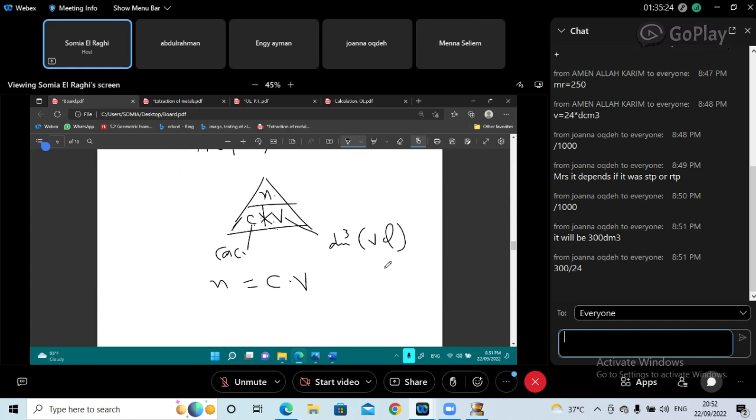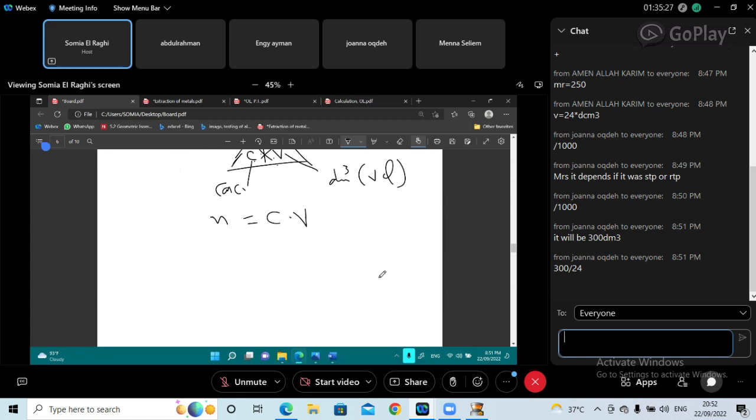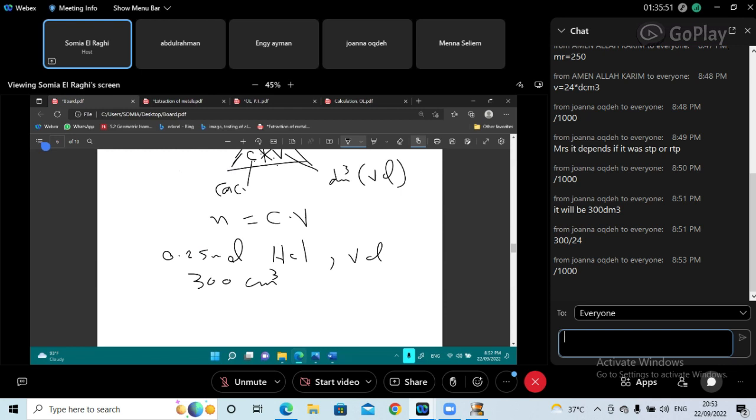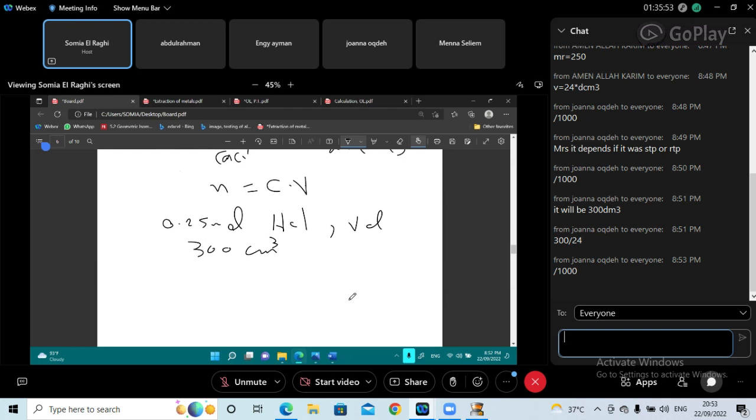All right? Let's do an example. For example, I have a number of moles given: 0.25 mole of hydrochloric acid. Its volume is given as 300 cubic centimeter. What do I do for this cubic centimeter? If I need to find the concentration, we divide by 1000 to get it in decimeter cube.